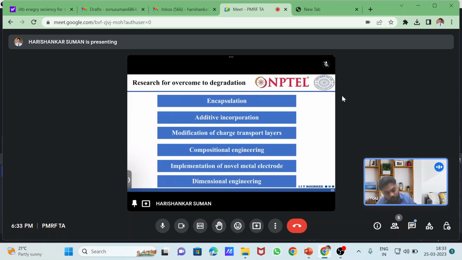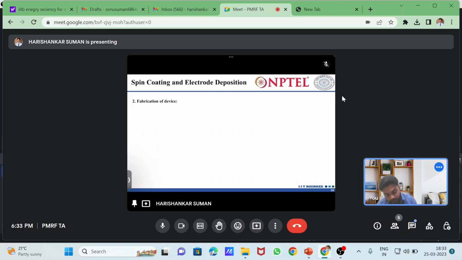First is encapsulation, then control the humidity, the presence of oxygen or other gases, then improve the quality and control the phase change with additives. So modification in the charge transport layer, like ETL, HTL. So many research efforts are going on to overcome the degradation challenge.